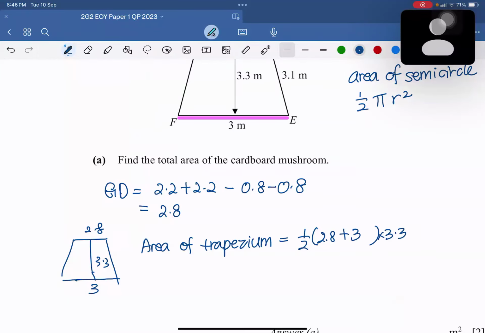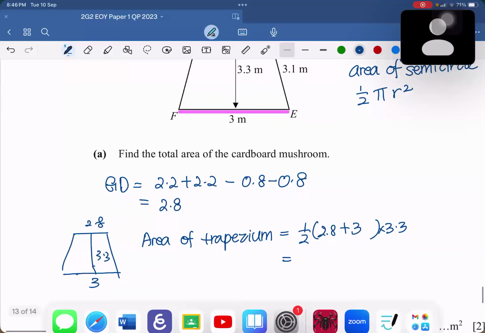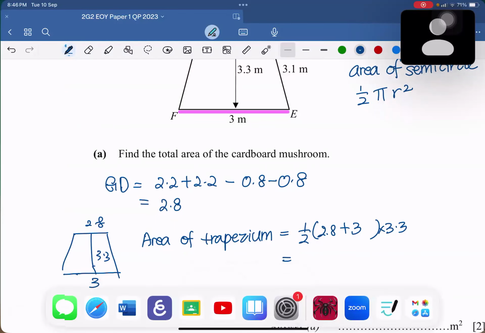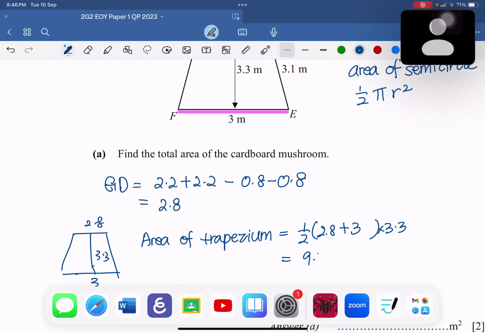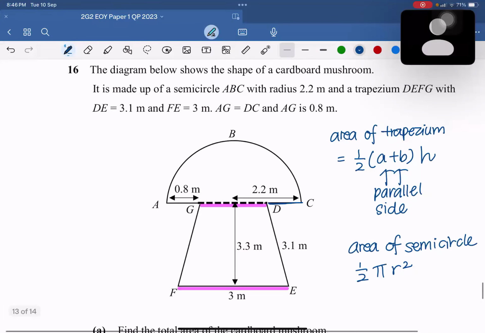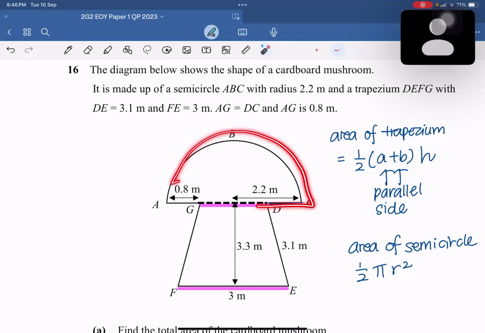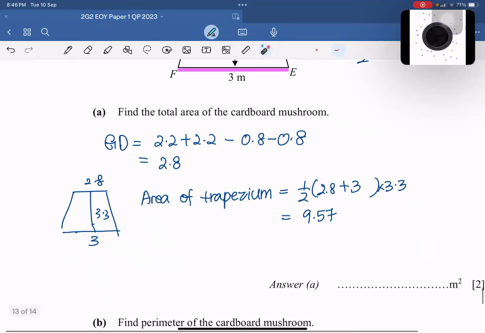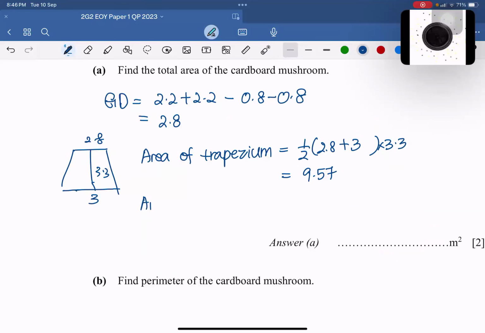Derek, please calculate the answer. Do you have a calculator with you? Yanxing, can you calculate what is the number? Then you type in the answer chat box. What's the area of the trapezium? Okay, let me go and see. 9.57. Oh, okay, that's Derek, is it? Thank you. All right. So you have the area of the trapezium 9.57. Next part, what else do I need to find? The area of this shape is the semicircle. Very good, the semicircle. So I'm gonna find area of semicircle.